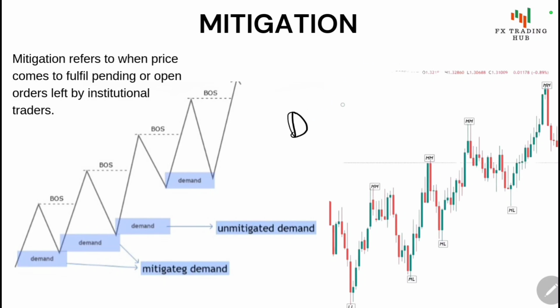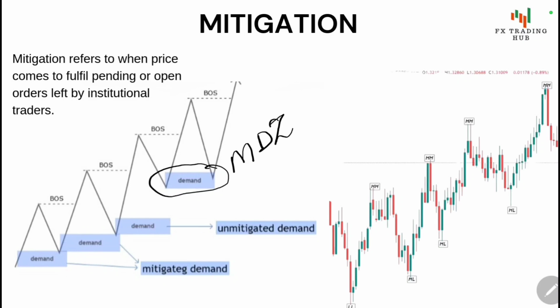A demand zone and a supply zone, we know that is a pending order left by the big banks and hedge funds, and we trade in that line. When price comes to that line, we look for entry confirmations and trade in that line. So here you can see this is a demand zone, and it is called the mitigated demand zone.